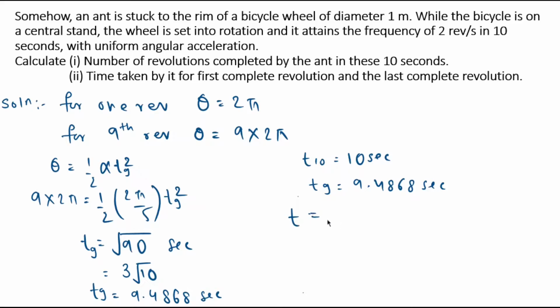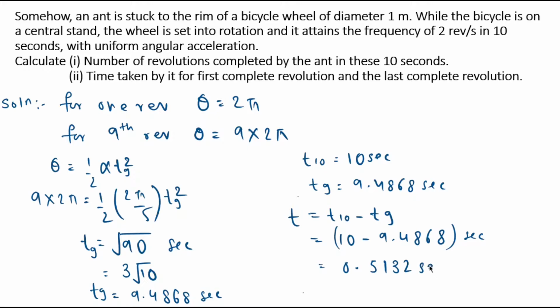That will be t10 minus t9, which is equal to 10 minus 9.4868 seconds. This will be equal to 0.5132 seconds. So this is the time required to complete the last complete revolution. I hope you understood this. Let's look at the next sum.